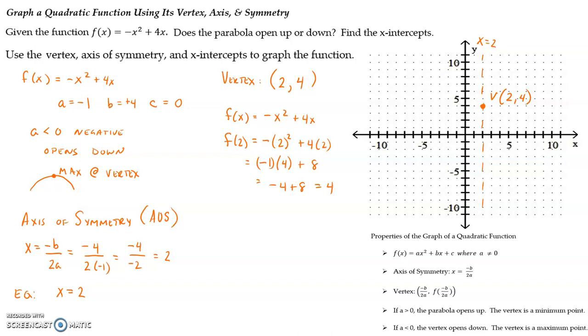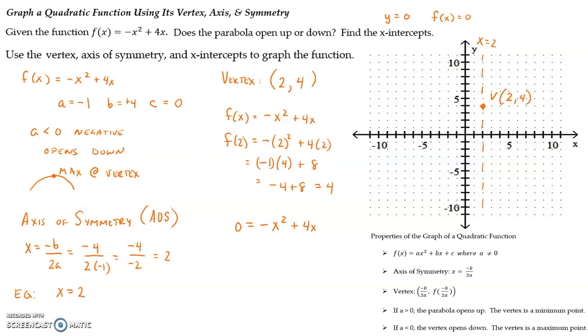Now let's go ahead and find our x-intercepts, and that's going to help us draw our parabola. Remember back from earlier, every time we're looking at the x-intercepts, we're going to have a y value of 0. So if we're working with our equation, that's going to be the same thing as setting our f of x piece equal to 0. So let's go ahead and set our equation here equal to 0. We've got 0 equals negative x squared plus 4x.